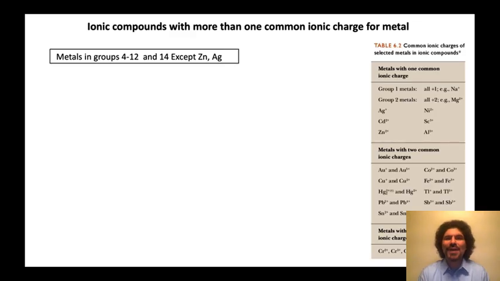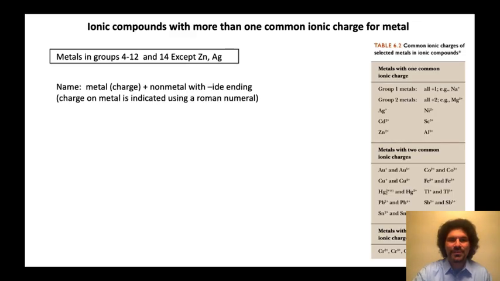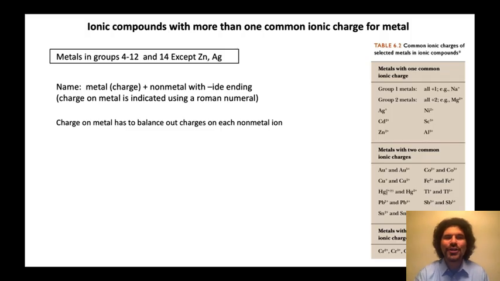And then you also have certain metals that have 3 common ionic charges, chromium and manganese, and their charges are indicated in the table. Okay, so the way we name these, not only do we have to name the metal and the nonmetal, but we also have to show what the charge is on the metal. And the way we indicate the charge on the metal in the name is using a Roman numeral. And remember that the charge on the metal has to balance out the charges on each of the nonmetal ions.